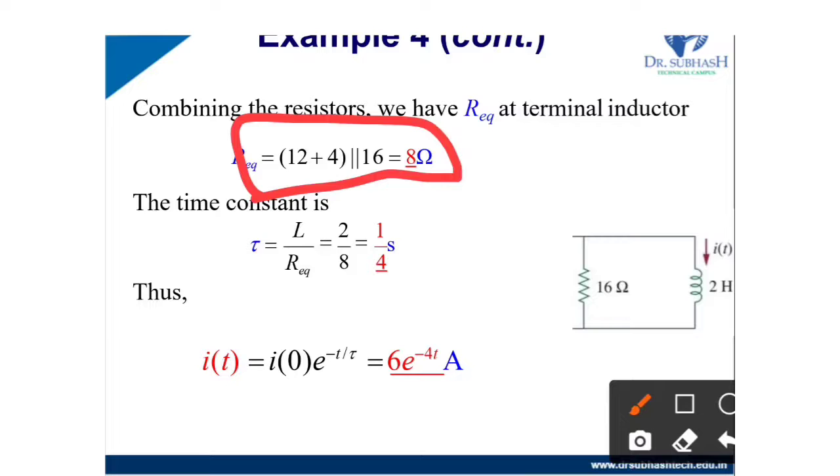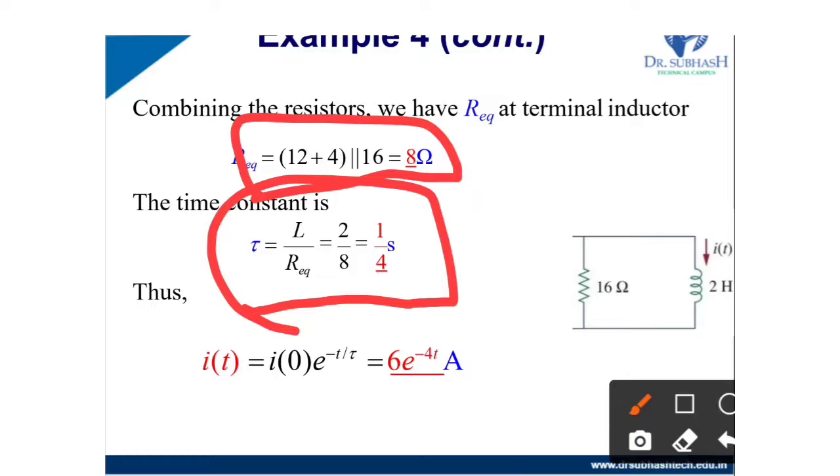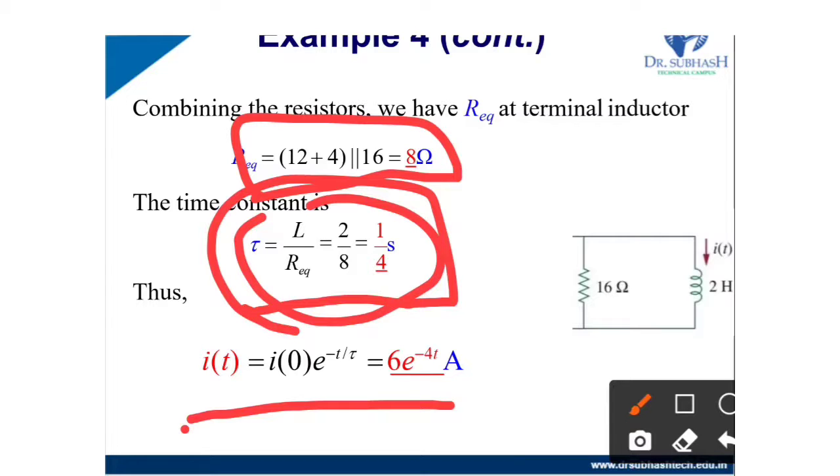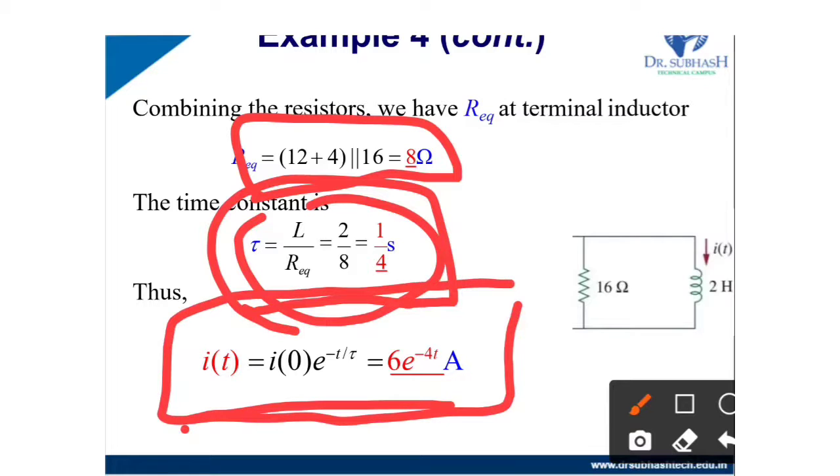The time constant T equal to L divided by R equivalent. L equal to 2 and R equivalent equal to 8, so it is 1 by 4 second. And I of t equal to our equation I0 e raised to minus t by time constant. I0 equal to 6 ampere, which we found previously. Then e raised to minus t divided by the time constant, which is 1 by 4. So the denominator goes to the numerator. Finally we get I of t equal to 6 e raised to minus 4t ampere.